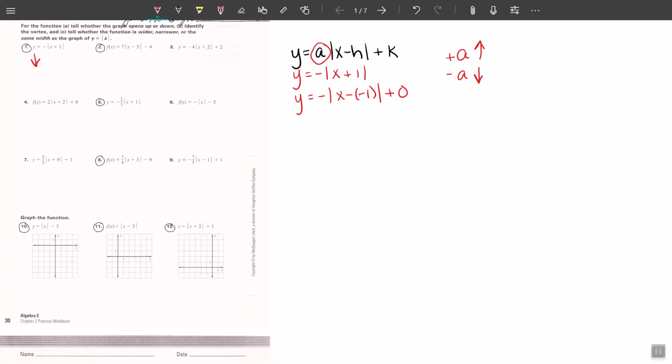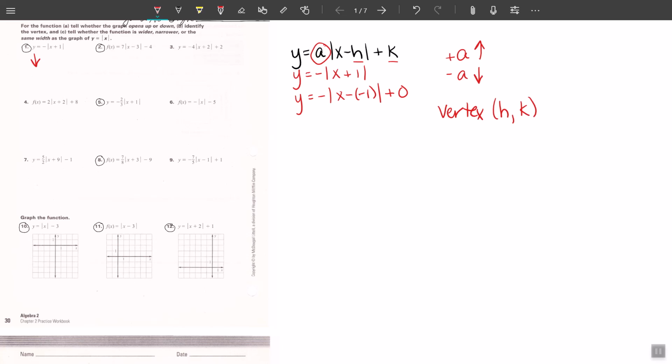Identify the vertex. You can get the vertex from this h and this k. So the vertex of these graphs is going to take the values of h and k. The h value will be the x coordinate point and the k will be the y. So you can see that it's really important that we have it written out inside those absolute value signs. It has to be written out as a difference of those two values.